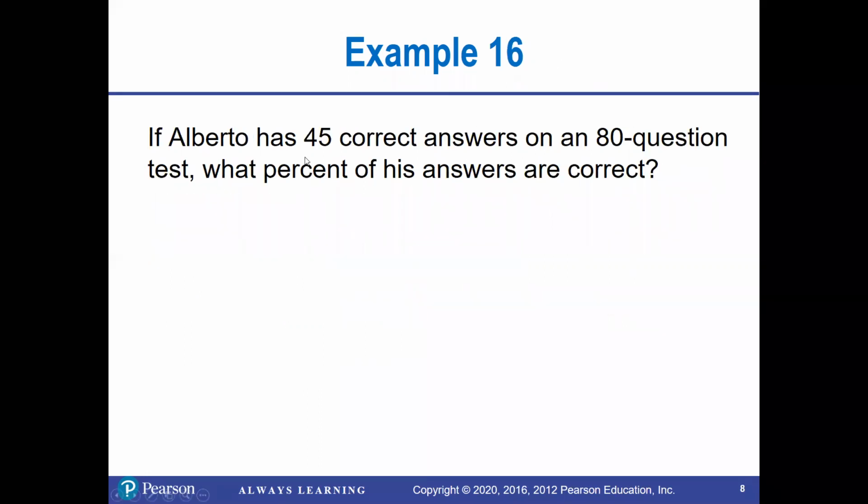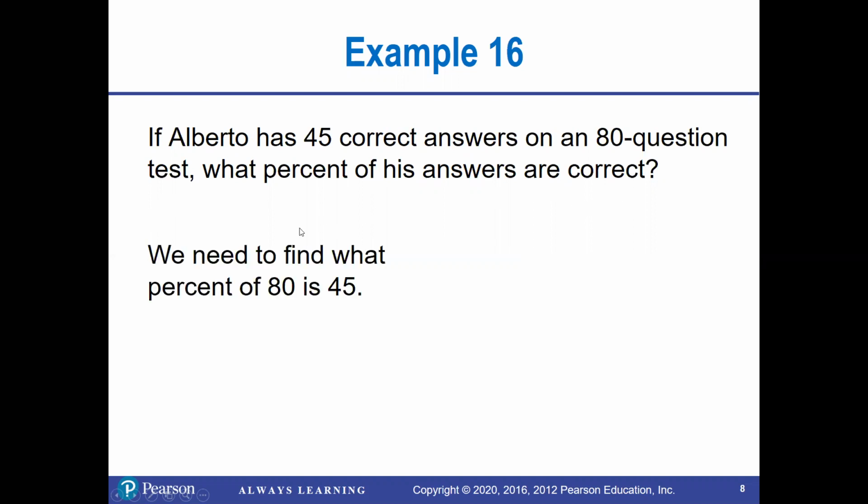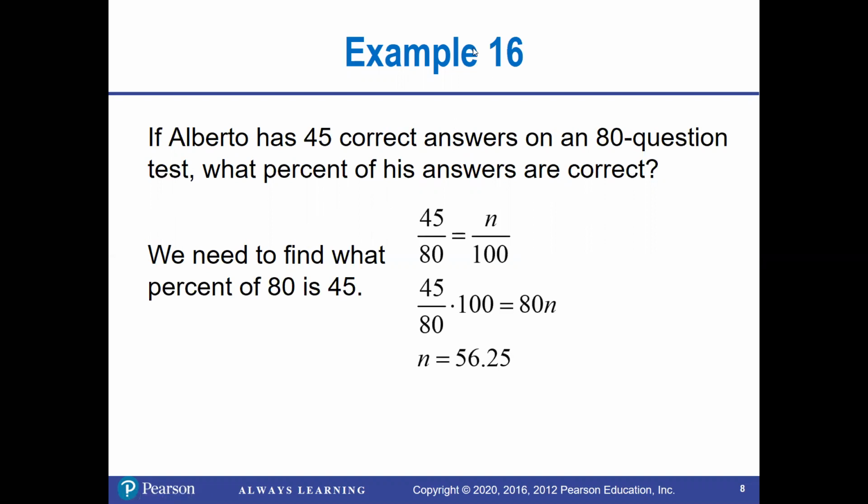Okay, if Alberto has 45 correct answers on an 80 question test, what's the percent of answers that are correct? So he needs to find what percent of 80 is 45. Basically, it's 45 over 80. And here's your is over of thing.